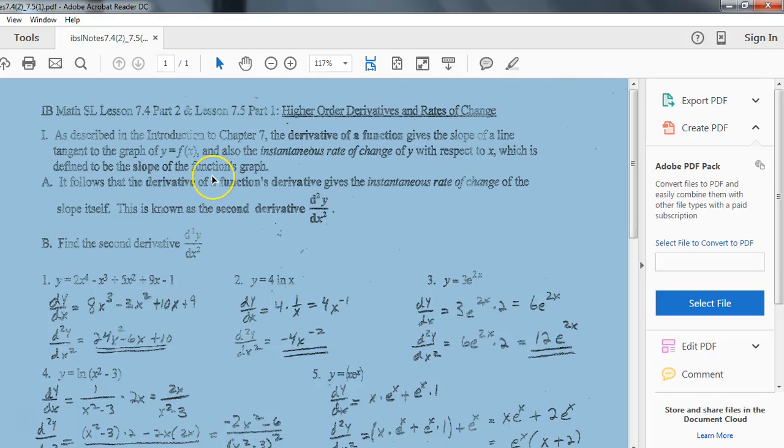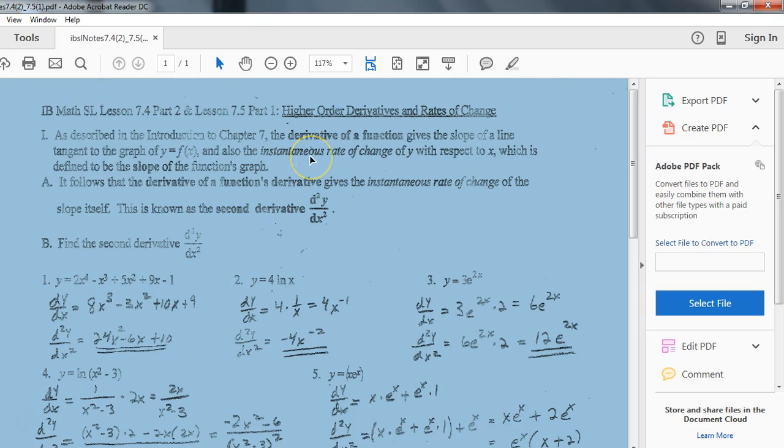All right, for the second part of 7.4 and the beginning of 7.5, we're looking at higher order derivatives. Remember always that a derivative is just a rate of change. It's a slope or a gradient. Sorry, the notes did not come through real clear on this, so I'm keeping it highlighted in blue here to make it look a little more clear.